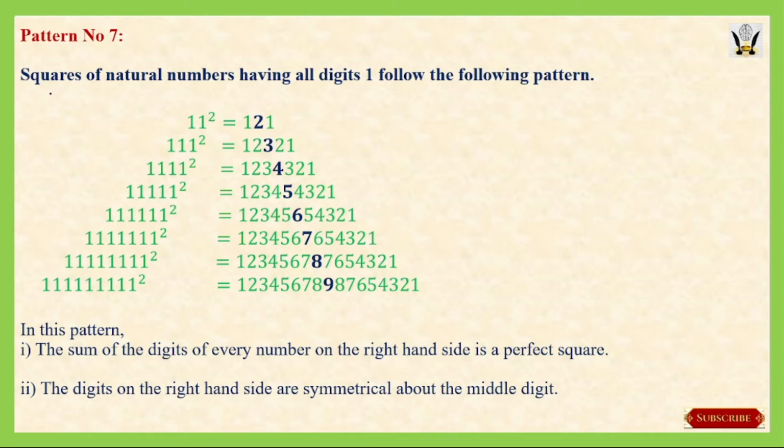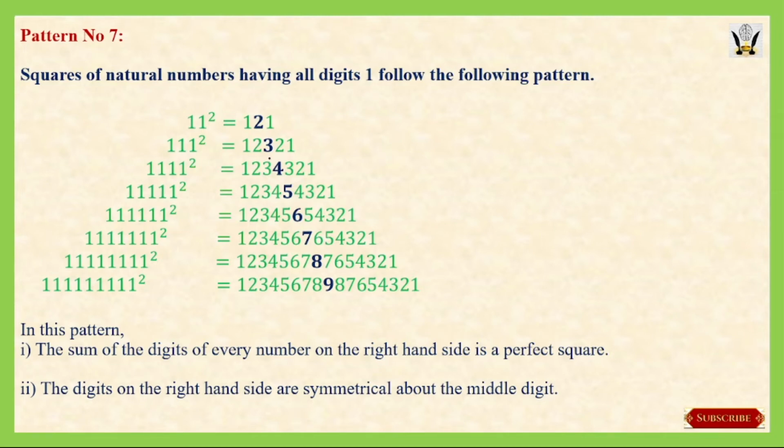It says the squares of natural numbers having all digits 1 follow the following pattern. We have not started here with 1. If we consider 1 also, then that will be 1. But if we exclude that and start with 11, then 11 square is 121, then 111, triple 1, and if we take the square, it is 12321. And if we keep on increasing one digit, and take the square, it will be like this.